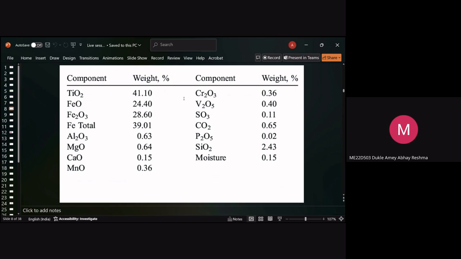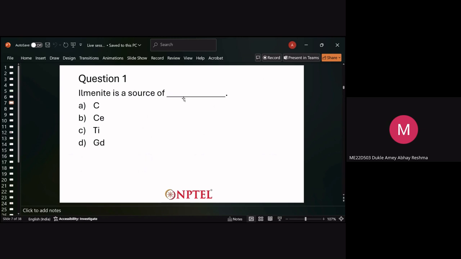You have titanium at 41 weight percent, iron oxide, that is ferrous oxide at 44%, ferric oxide at 28%, so total iron content is around 39%. Then these are other materials by weight percent. What do you think it will be the source of? The answer is titanium. It is the ore of titanium, and it is also sometimes used for extraction of iron.